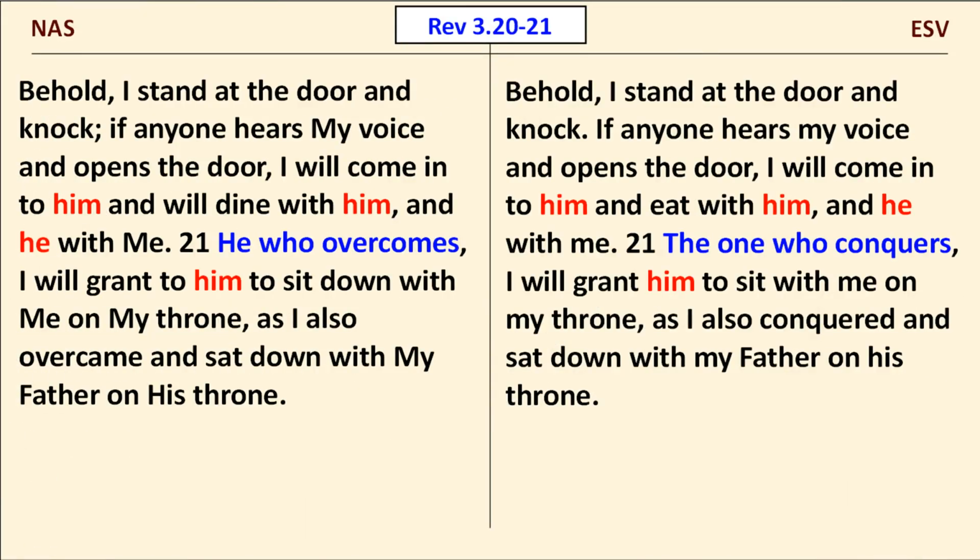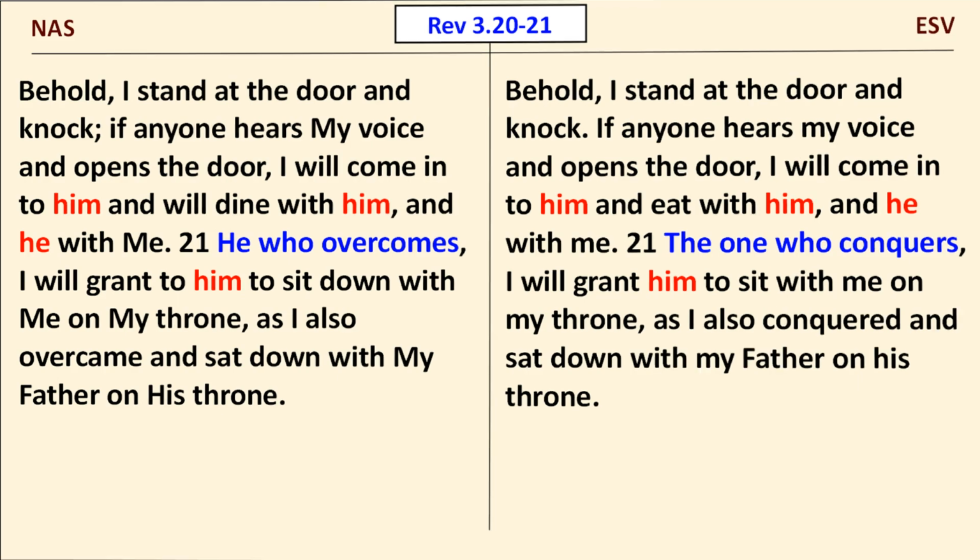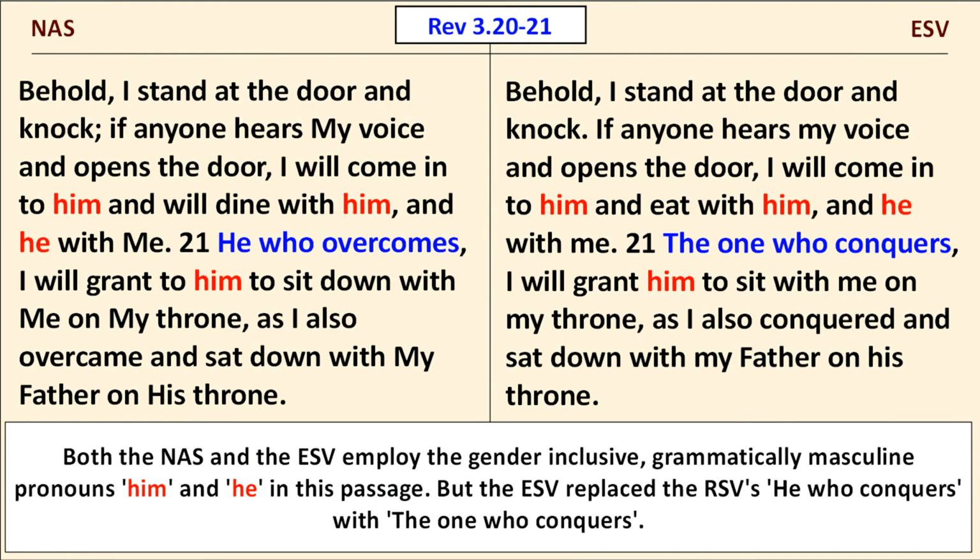My favorite passage to examine on the topic of gender inclusiveness is Revelation chapter 3, verses 20 and 21. Both the NAS and the ESV employ what I call the classic gender-inclusive pronouns "him" and "he" in this passage.